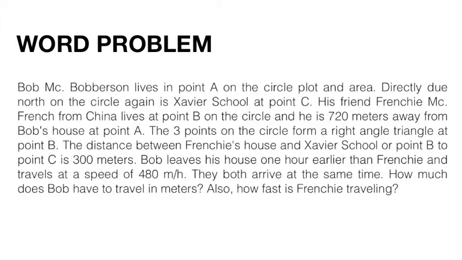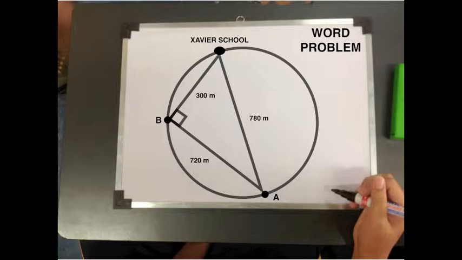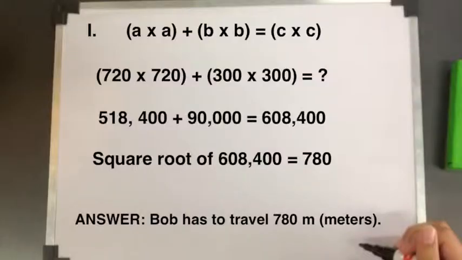Bob leaves his house 1 hour earlier than Frenchie and travels at a speed of 480 meters per hour. They both arrive at the same time. How far does Bob have to travel in meters? Also, how fast is Frenchie traveling? To answer this, we'll apply the Pythagorean formula. This diagram shows the different points where the places are situated in the circle and how they form the right triangle. Using the formula, let's say that A is 720 and B is 300.